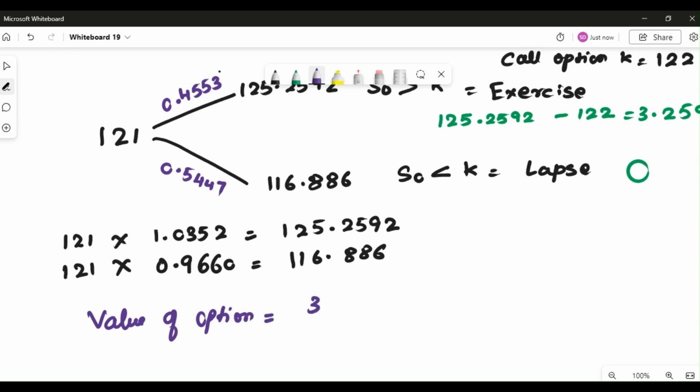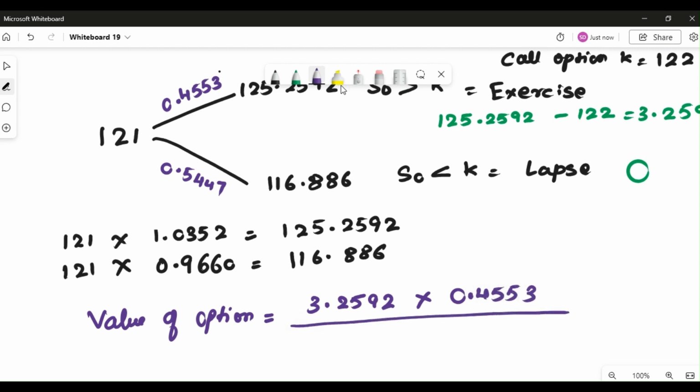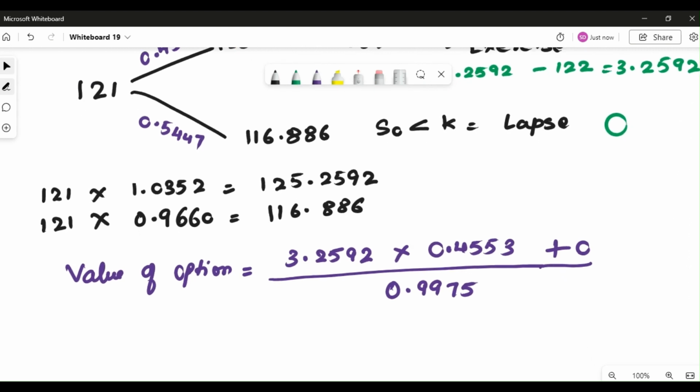And finally, the last part of it: what is the value of this European option, which is equal to payoff, which is 3.2592, multiplied by the probability for upward trend. So the probability for upward trend is 0.4553, and plus the other one is lapse, so no need to do so. And then the downward is basically your ERT. If you remember, your ERT was 0.9975. Once you solve this, you're going to get your answer as 1.4876, and that is the value of this option.